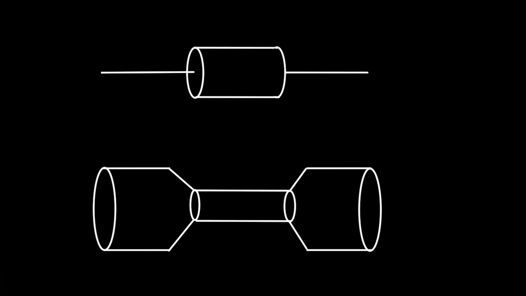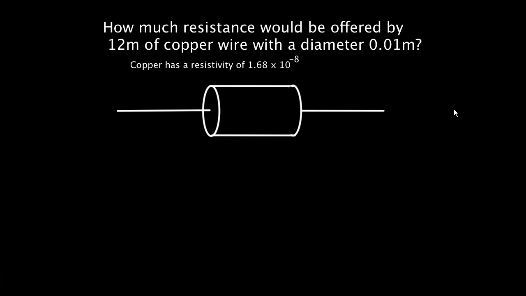Let's get rid of all this. And let's say you got this question: how much resistance would be offered by 12 meters of copper wire with a diameter of 0.01 meters if copper has a resistivity of 1.68 times 10 to the negative 8th? Now, what units does resistivity have? Turns out resistivity has units of ohm meters, so ohms times meters. Well, let's try this out.